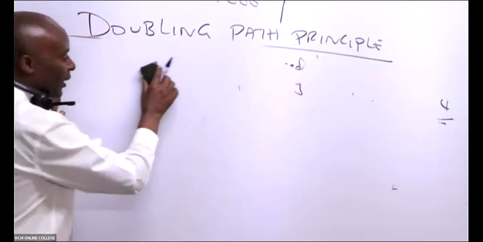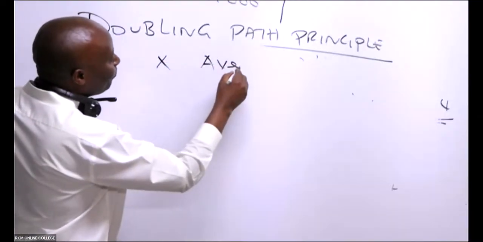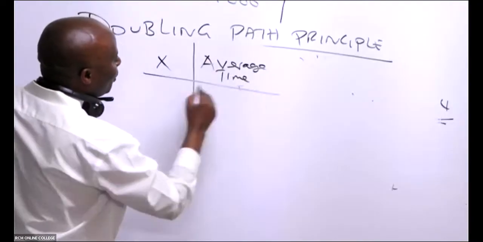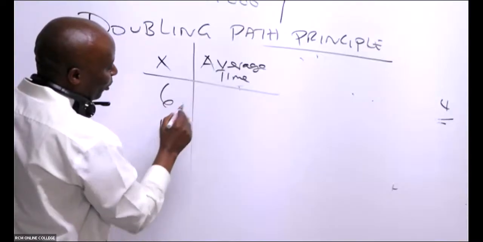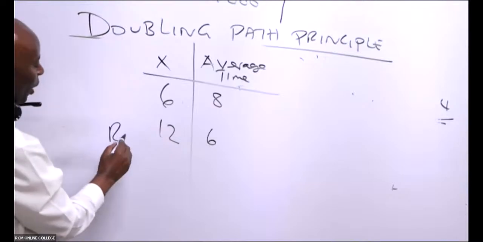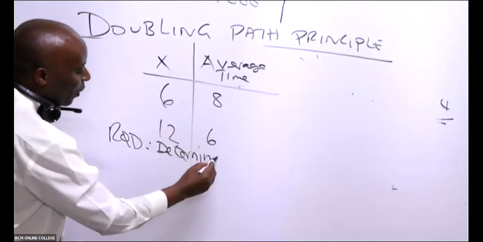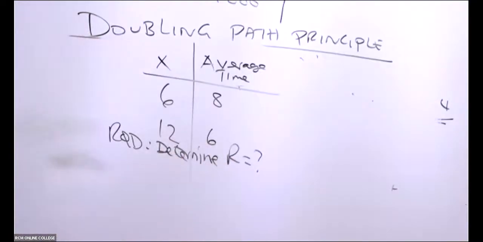Now, ladies and gentlemen, please listen. You will be given data like this. They will come and give you 6, 12. And then they'll give you, for example, 8 versus 6. And then you will be required to determine R. Please write this example, because understanding it will give you 1,000 shillings this evening.